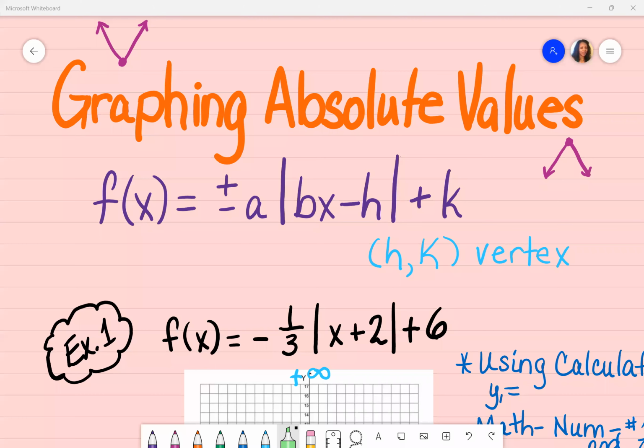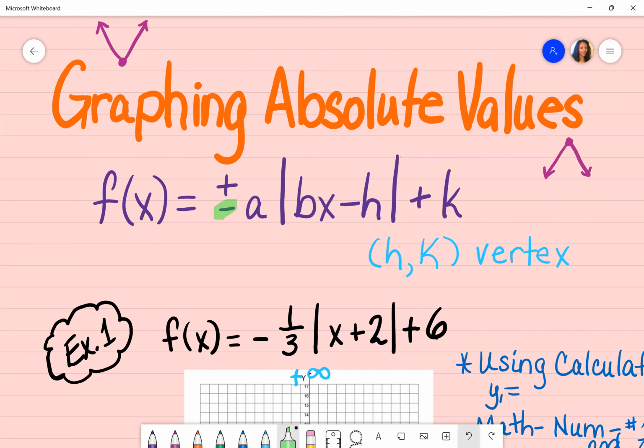Today we're going to graph absolute values. Looking at the examples here, you're going to focus on the sign that's in front of your A. If it's positive, then your absolute value graph is going to be an upward facing V-shaped graph. And if it is negative, then it's going to be a downward V-shaped graph, which is reflecting vertically over the x-axis.